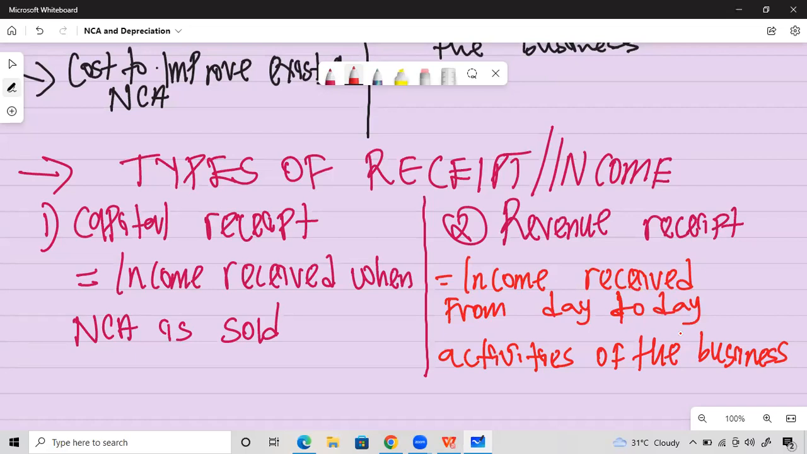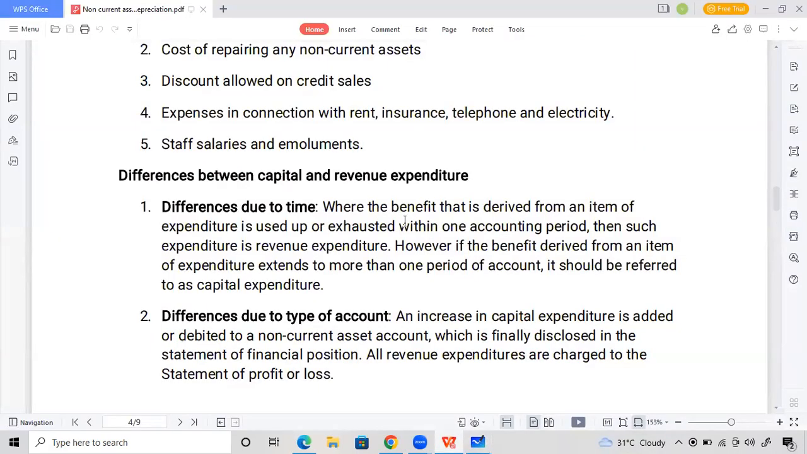Okay. Now I want to explain something to you before we go to depreciation, because everything that we're talking about so far is about non-current assets. Now, what is the difference between capital and revenue? How can you differentiate? One of the differences is in terms of the time.